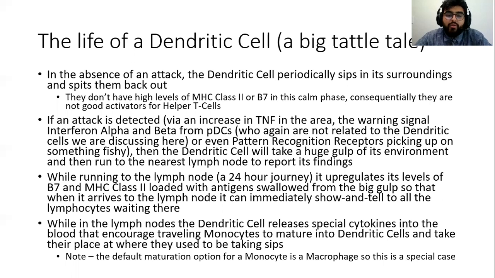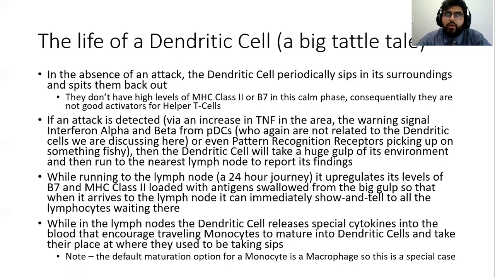So now the dendritic cell is at the lymph node, and it's going to release certain cytokines that are going to encourage traveling monocytes, which we established from before are freely going in the circulation, to mature into dendritic cells and take their place, right? So the dendritic cell leaves, but it actually hires its own replacement, which is kind of sweet if you think about it.